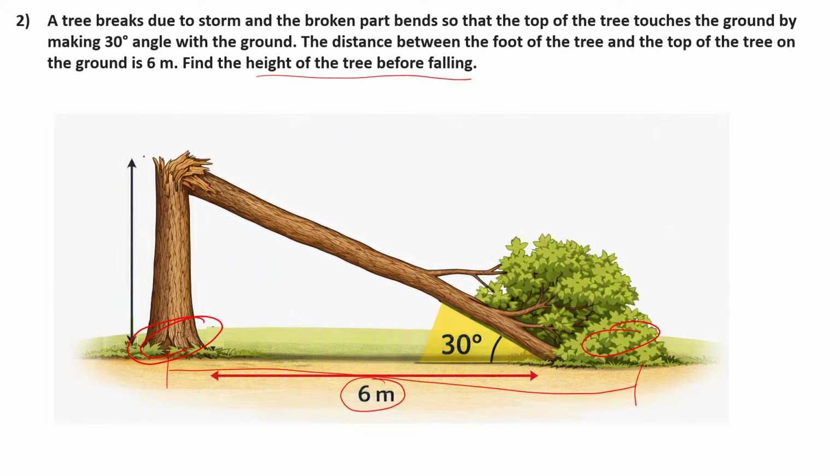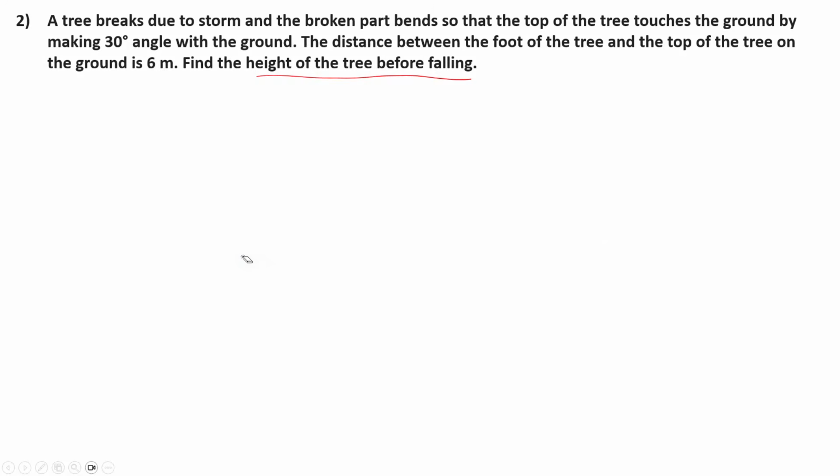That means here we need to find this height and the length of this broken part also. Individually, we need to find these two sides and then add them to get the total height of the tree before falling down due to storm. Now, if you see it very clearly, this is forming a right angled triangle, right? So, we will take an imaginary right angled triangle as shown on the screen.